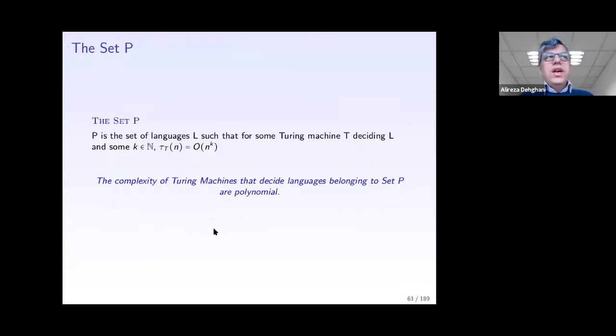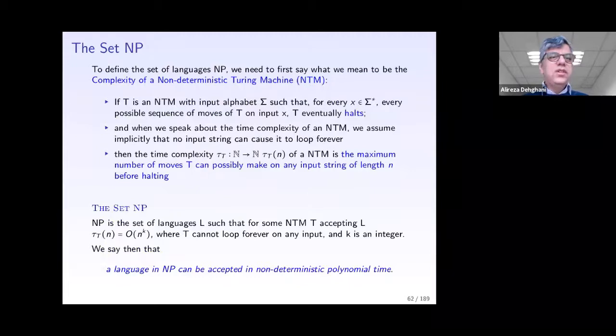Okay, based on what we talked about in terms of time complexity, we can categorize the whole number of problems into two sets, P and NP. The set P: P is the set of languages L such that for some Turing machine T deciding L and some k, the time complexity is polynomial. So P are the problems whose time complexity on the Turing machine is polynomial. The complexity of a Turing machine that decides languages belonging to set P is polynomial.